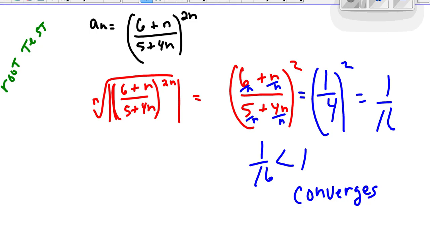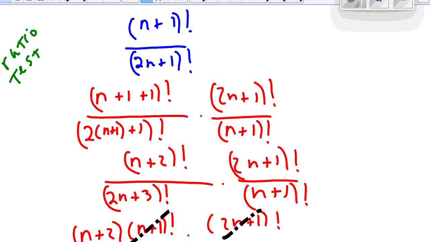Okay. And now our last test here, the ratio test. We have the original n plus 1 factorial over 2n plus 1 factorial. So I'm going to add 1 to each one of these and then divide it by each one of these individually. So I've got n plus 1 factorial over 2n plus 1, and that all factorial. And then I'm going to multiply that by the inverse of this just to make this simple so it's not too crazy for me.